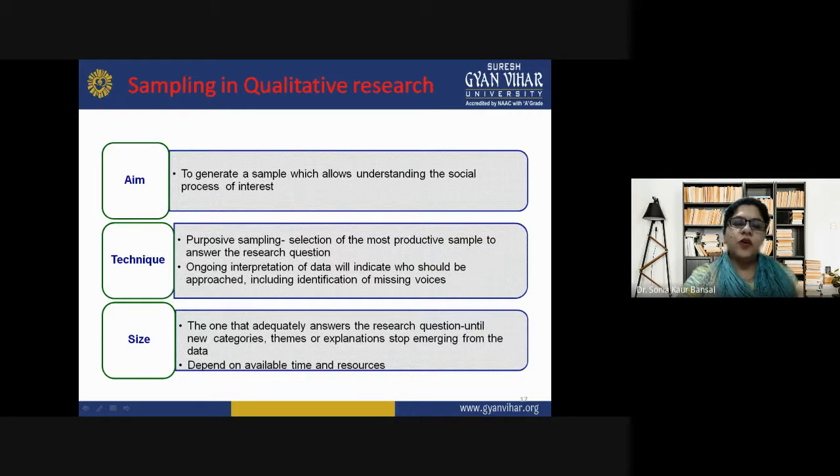Now, when we talk about techniques, purposive sampling is used here, and the selection of the most productive sample to answer the research question is done in the right way.